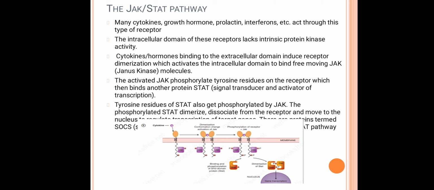The next is the JAK-STAT pathway. In the JAK-STAT pathway, the ligands are cytokines, growth hormones, prolactins and interferons. This JAK-STAT pathway differs from the MAP kinase pathway in that the receptor does not have intrinsic enzymatic activity, but it has the ability to attract Janus kinase. So whenever cytokines, growth factors or prolactin bind to the receptor, it will attract the Janus kinase which is nearby. When Janus kinase is attracted, there will be phosphorylation of the Janus kinase, and when Janus kinase is phosphorylated, it will again activate an SH2 domain protein.